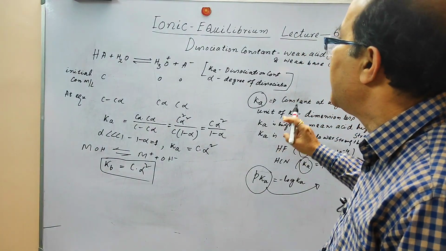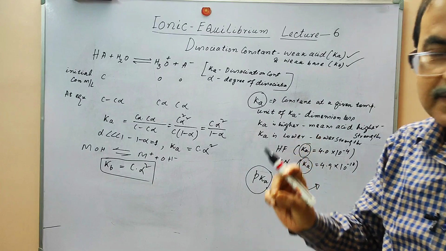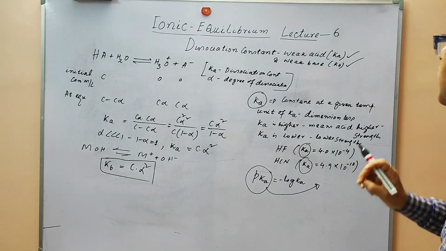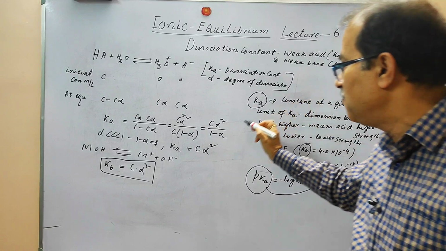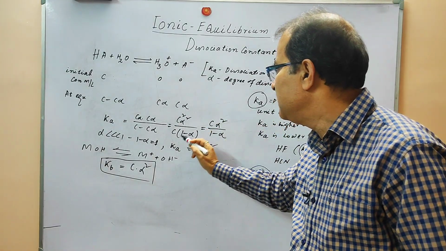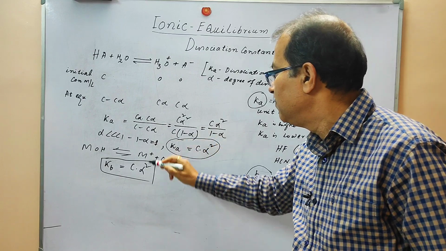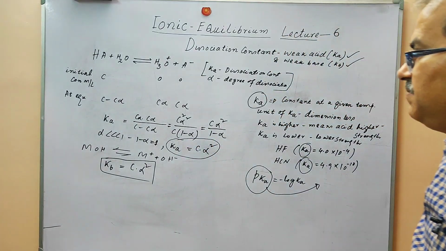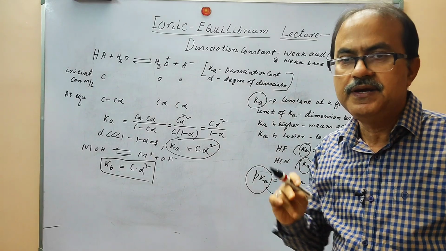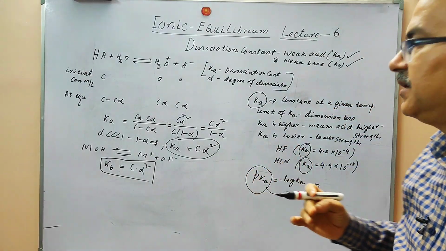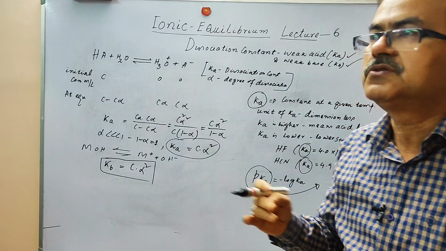So accordingly we now understand the dissociation constant for weak acid and the dissociation constant for weak base. For the weak acid it is given by Ka, and you can see Ka is equal to C alpha square, and for the weak base Kb is equal to C alpha square. And what is the significance of the K, that we understand: higher the K means higher the strength, lower the K means lower the strength.